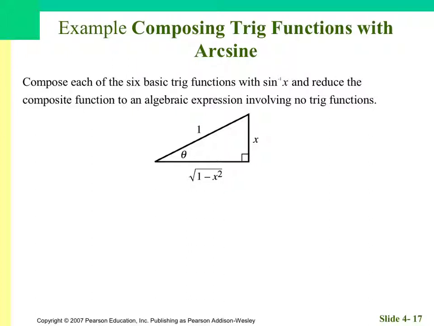Alright, so compose each of the 6 base trig functions with the inverse sine and reduce the composite function to an algebraic expression involving no trig functions. So we're using inverse sine, which is why we set this up. If it was cosine, the x and the square root of 1 minus x squared would switch. We're using 1 as the hypotenuse because we're using the unit circle. So what they mean is the sine of the inverse sine of x equals x.